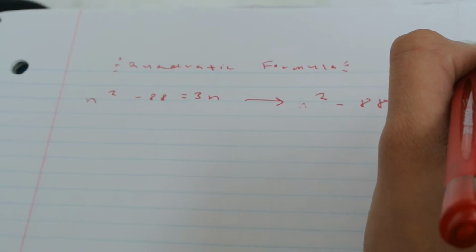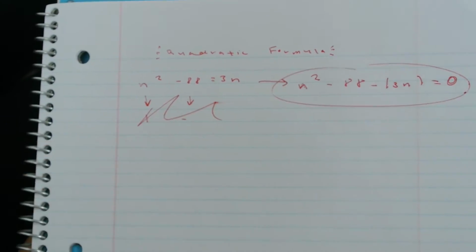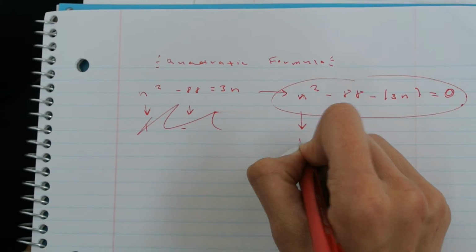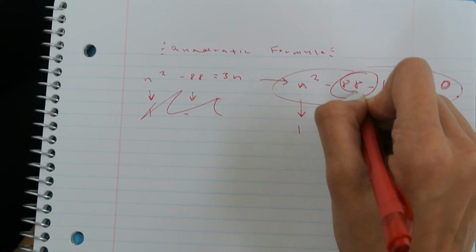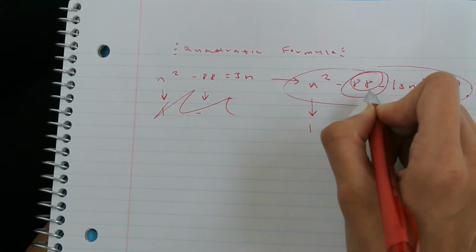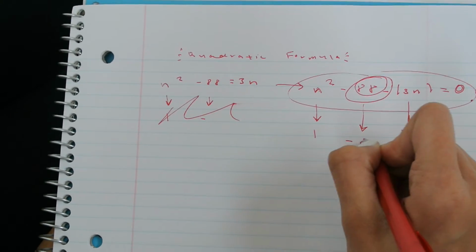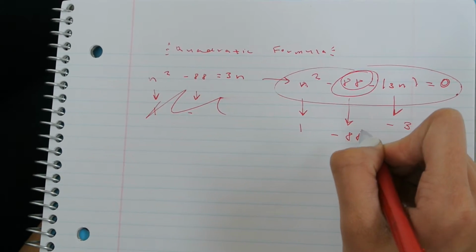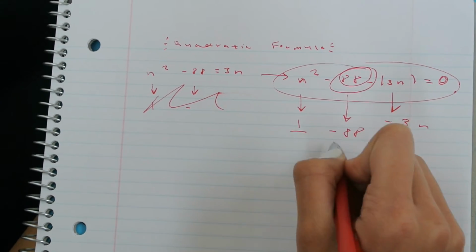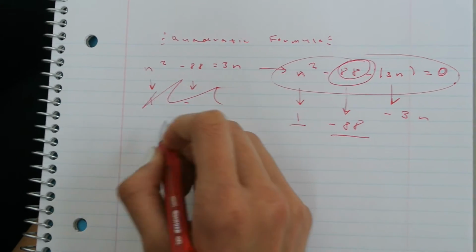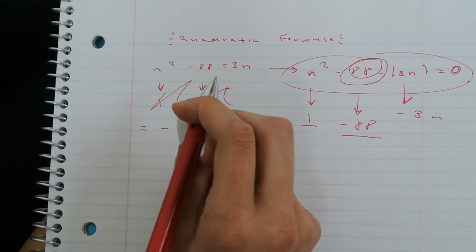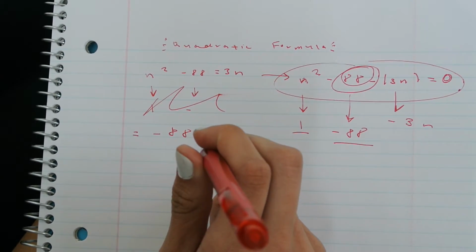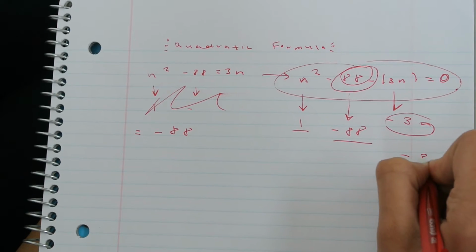So then from there, you're going to find the coefficients. This is 1, and then this is negative 3, and this is the constant, which is negative 88. You're going to multiply the coefficient of the first term, which is 1, by the constant, negative 88, and that equals negative 88. And then you're going to find two factors whose sum equals the coefficient of the middle term, which is negative 3.